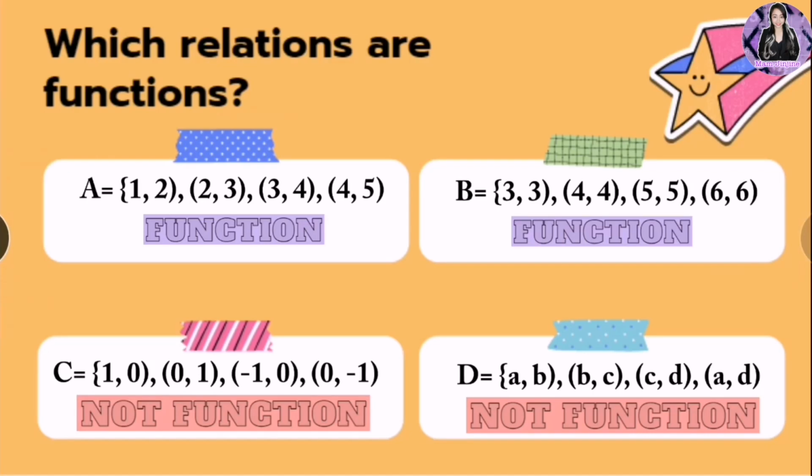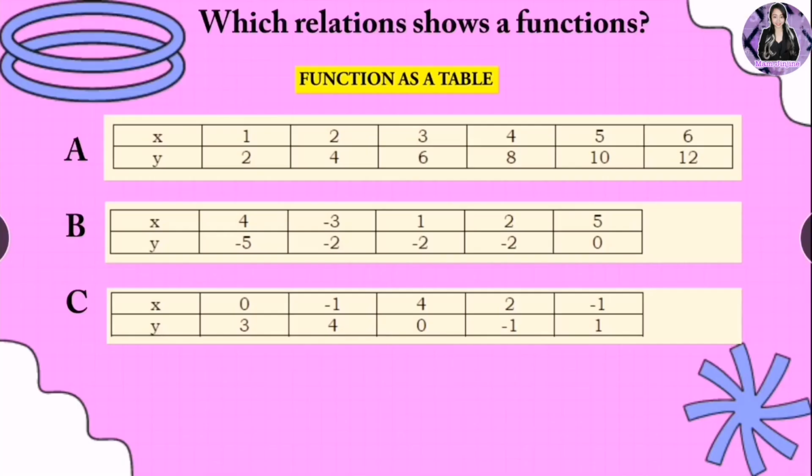Okay, so there are different ways to represent a function. We can represent it as ordered pairs, and we can also represent it as a table. These are the following relations, but which relations show a function? Is it A, B, or C? You can pause the video and play it after you are done answering. Are you done? What is your answer?